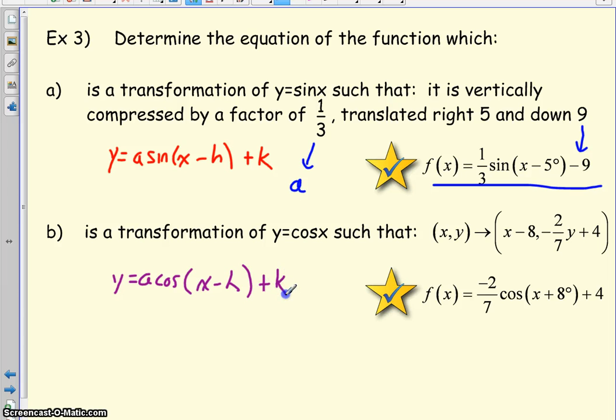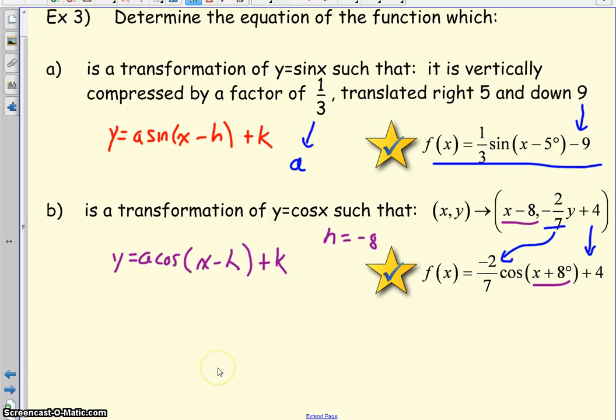Okay, so again, from our map here, we can get an idea of our transformation. So x minus 8 means it's shifted left 8, which means h is negative. h is -8, sorry. Which means we have x minus -8, which is x plus 8 degrees. Our a value is going to be -2/7. This is multiplied by y in here. And our k is +4. So again, we get our transformed function right there.